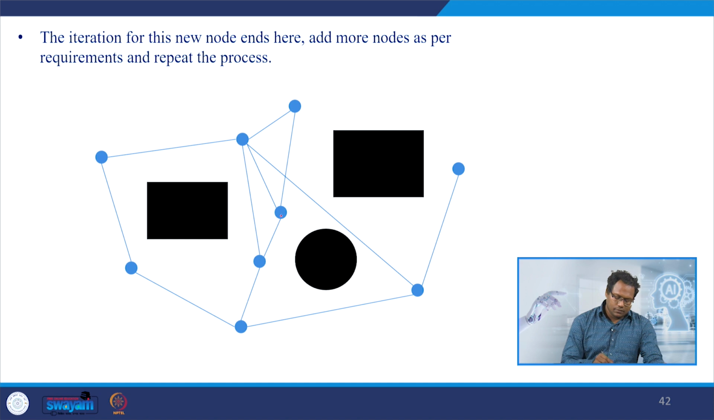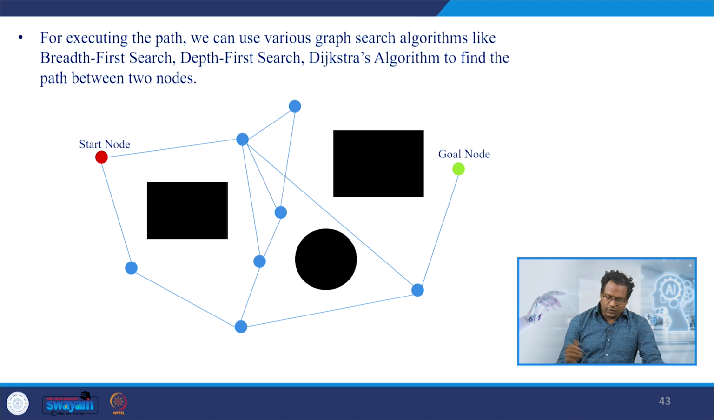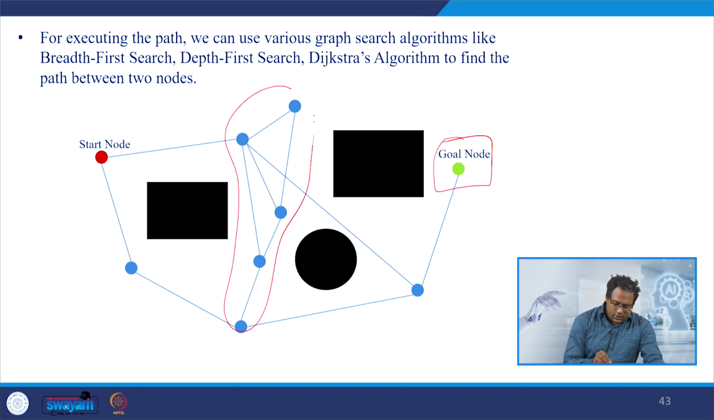Now we connect them. Then this is the iteration for this new node, and we connected them successfully to the road map. So, the road map is now extended, and here you add more nodes as per your requirement and repeat this process. Let us have this as the goal node, and you have your tree extended from the beginning. This is the road map extended.